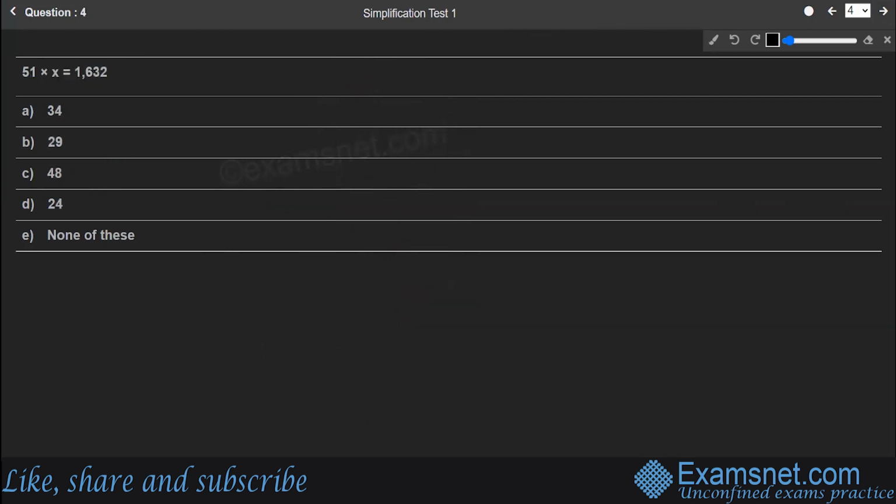Now, 51 into x is equal to 1632. So we are supposed to find out the value of x. So this is going to be very easy. 51 into x is equal to 1632. So obviously x is going to be, 51 will be going to the right hand side in the divide form. 1632 divided by 51. So we are clearly supposed to solve this. Okay, we can see by what number we can cut this. So I think we can cut it by 3.